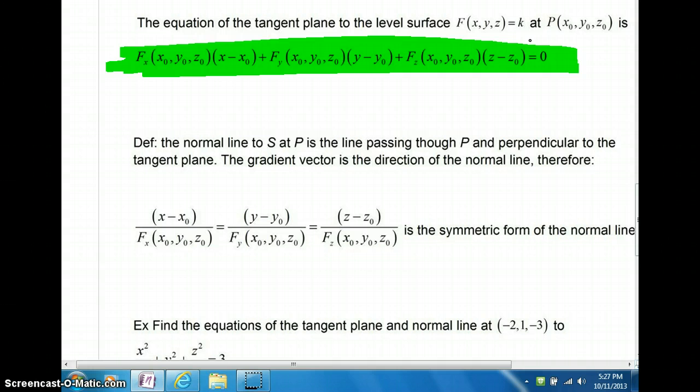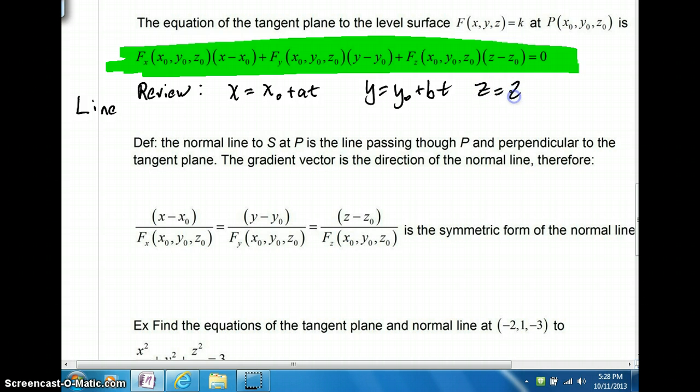But very quickly you might follow up with a normal line. Let's have a little bit of review from chapter 12. If you want to have the equation of a line in space, hopefully you remember, going back a number of weeks now, it was x equals x naught plus at, y equals y naught plus bt, and z equals z naught plus ct, writing all these out parametrically. And what we had, of course, was a point, x naught, y naught, z naught, and we also had a direction vector. This direction vector would point in the direction of the line.